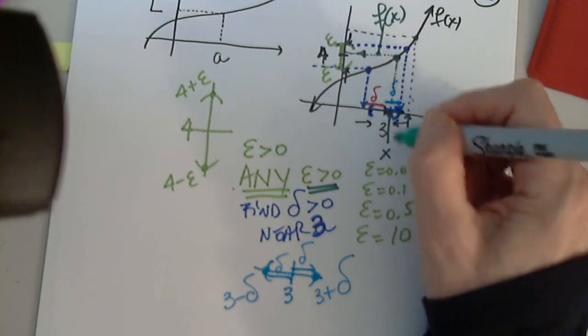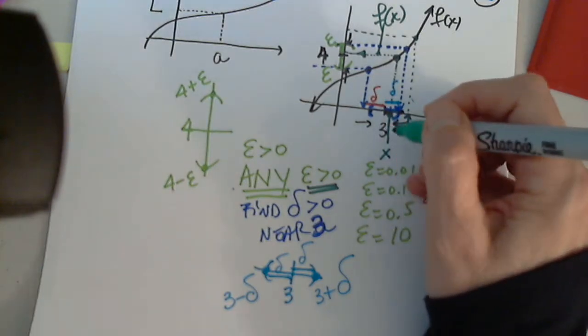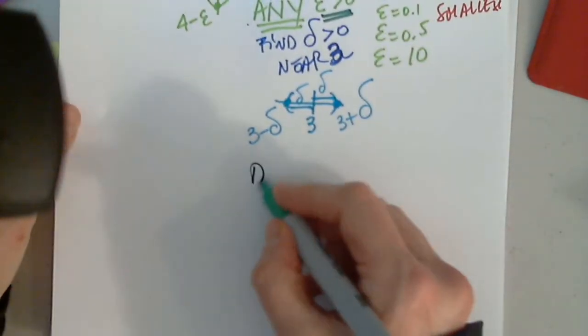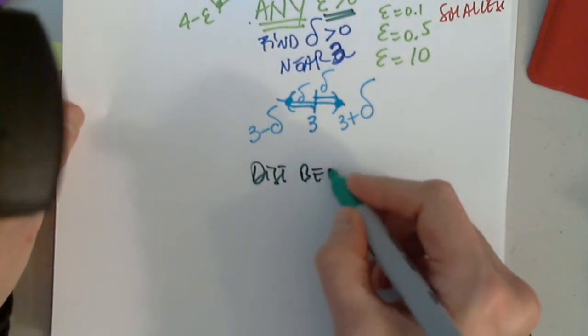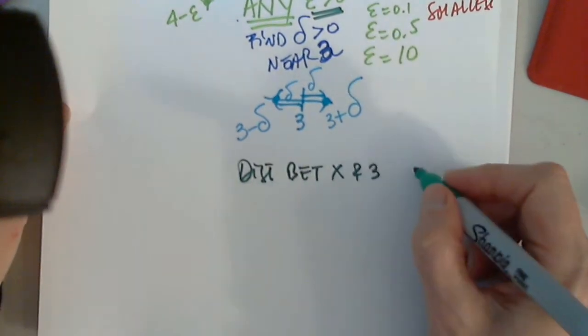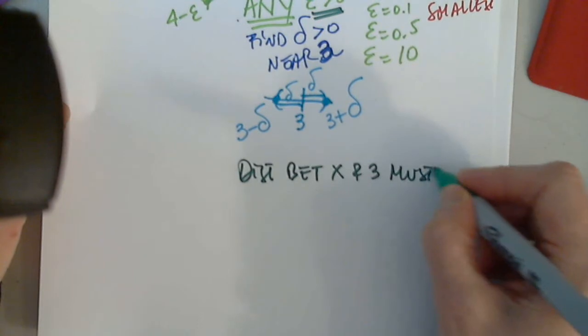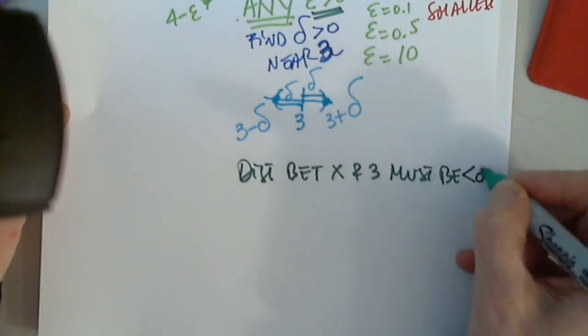So the distance between x and 3 must be less than delta.